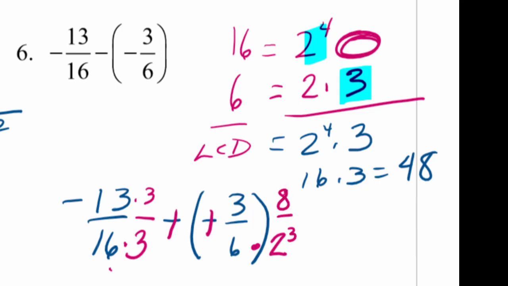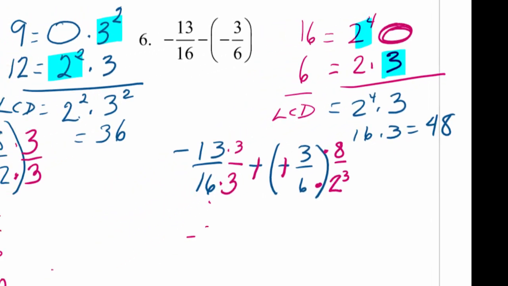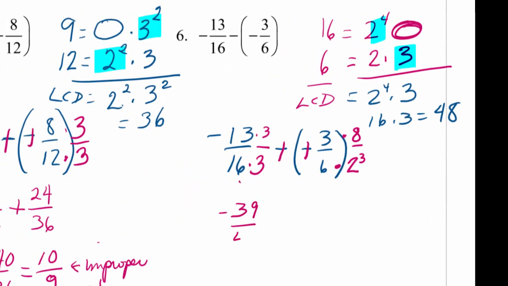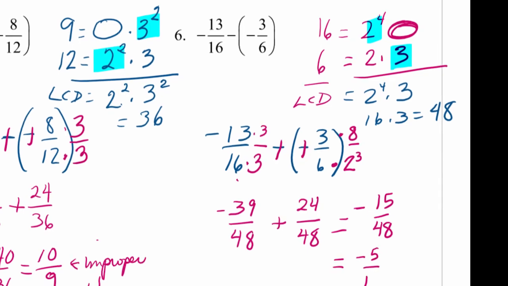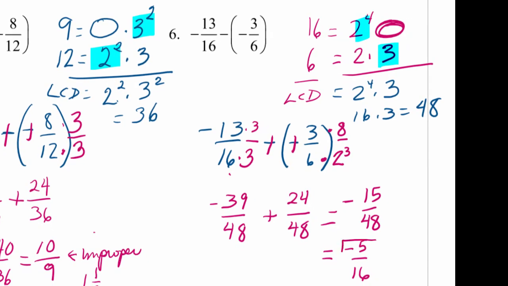Okay? All right, so hope you followed that. So here we got what? We have negative 39/48 plus positive 24/48. And so our answer is going to be negative, and it's negative 15/48. And 3 goes into both of these numbers. So we have negative 5/16 as our final answer.